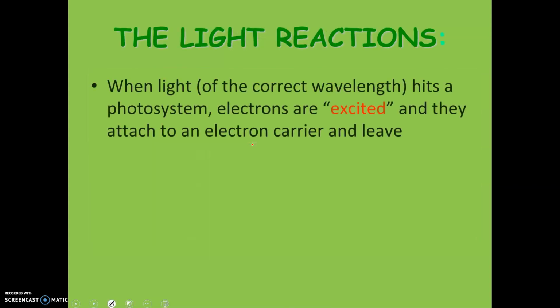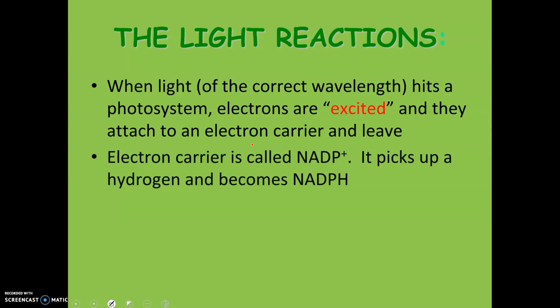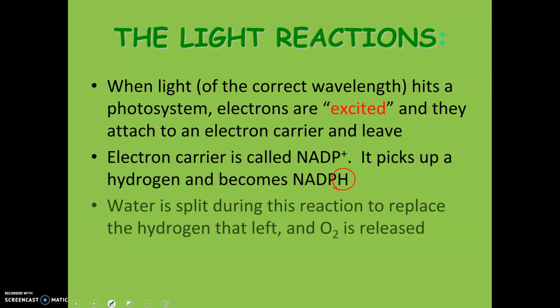All right, so the light reactions specifically only happen if the correct wavelength of light hits a photosystem. Remember, a photosystem is a collection of electrons in the thylakoid membrane. The electrons get excited, they attach to an electron carrier, they leave. The electron carrier is called NADP. It's just something that can carry electrons. That's what electron carriers are. And it's picking up hydrogen and an electron, technically. And it's becoming NADPH. Water is going to get split. Why is water split? To replace the hydrogens that left, and oxygen is going to be released as a waste product.